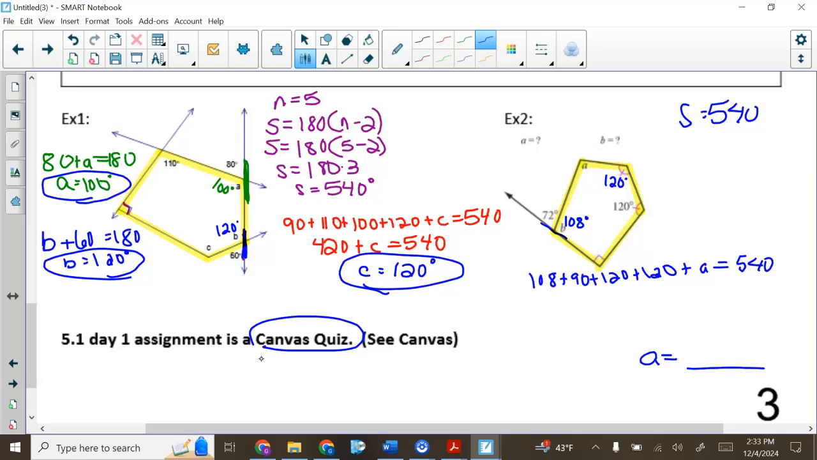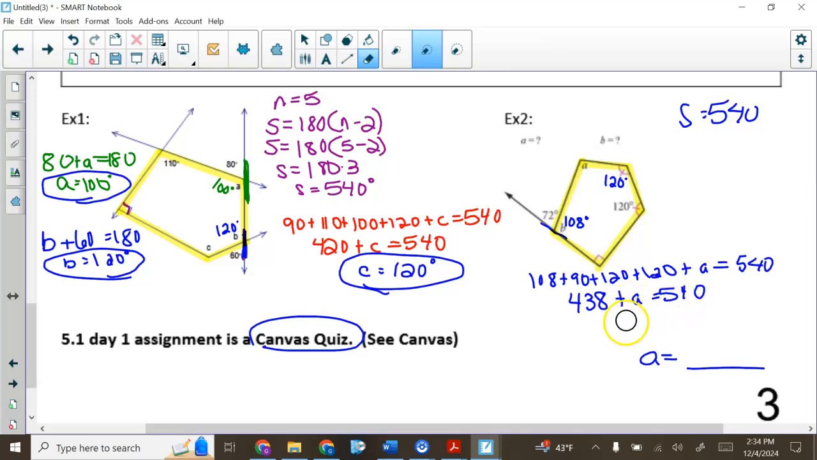All right, if we figured out what this last angle is, we could add all these up. 120 plus 120, there's 240. Plus 90, there's 330. Plus 108, there's 438. So I've used 438 degrees. How much is left for angle A if all the angles together equal 540 degrees? So then we can subtract: 540 minus 438 gives angle A to be 102 degrees.